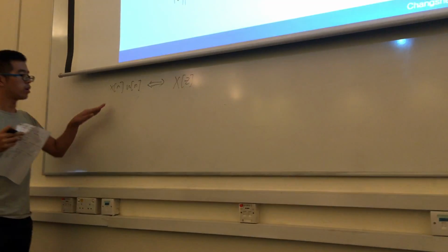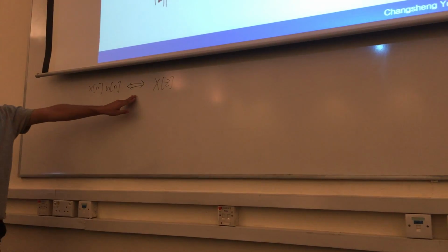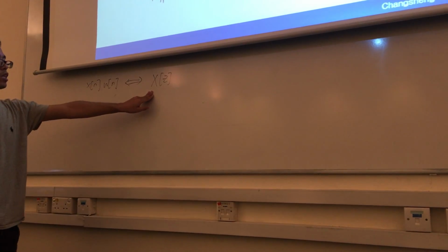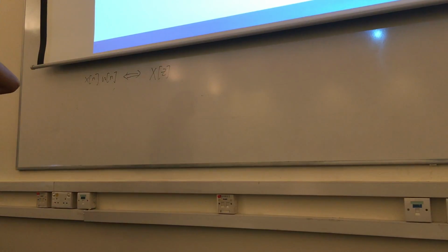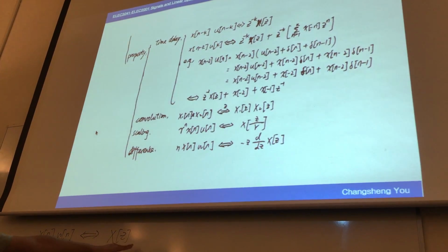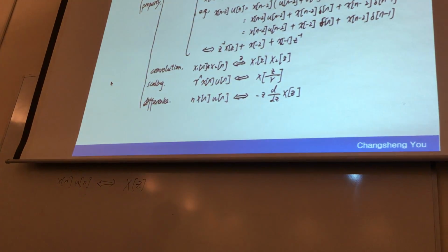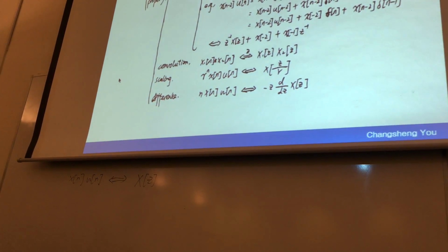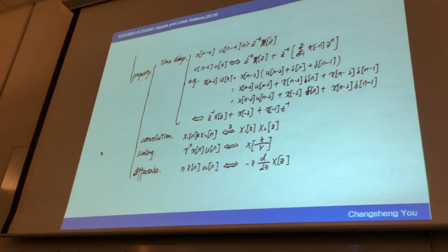So we assume the input is x[n] times u[n], so the output is the Z transform X(z). That means if we introduce a time delay for the input signals, it just gets multiplied by z^(-k). So this corresponds to the convolution property and also delayed signals. And the second one is very important.